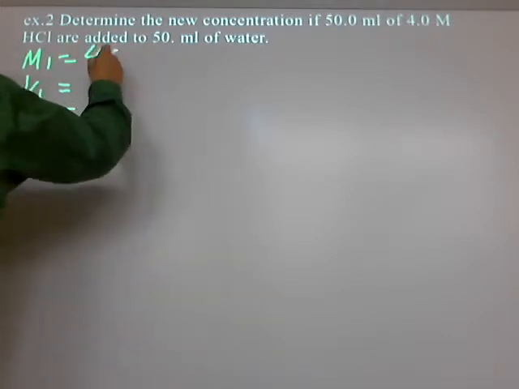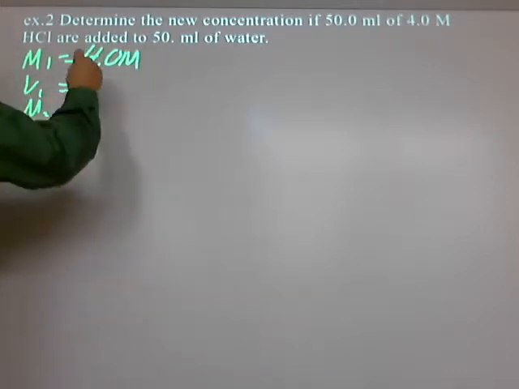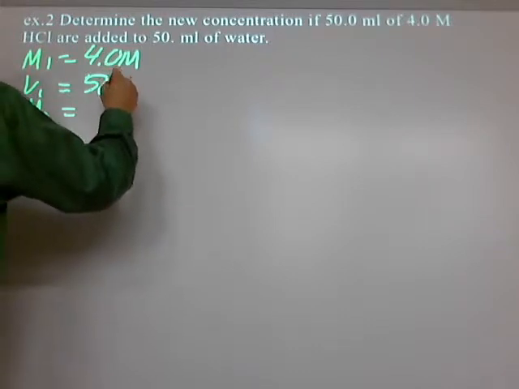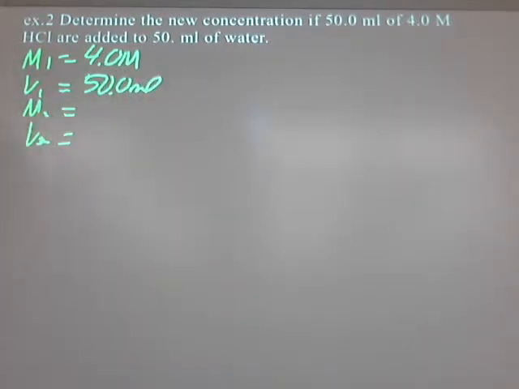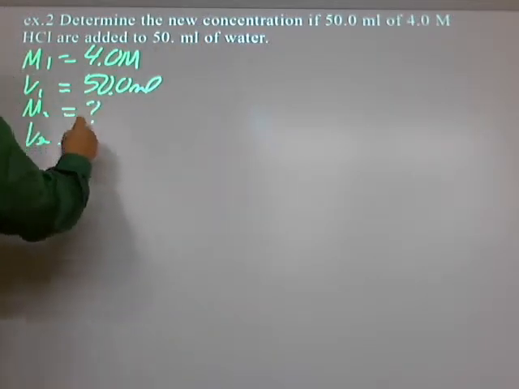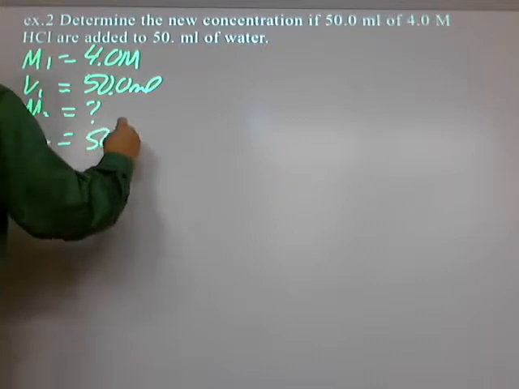Everybody agree that's 4.0 molar, right? And everybody agree the initial volume you have is 50 milliliters. My new molarity, well, that's easy enough too. What's that? Determine the new concentration. Okay, that's the unknown. And V2 is 50.0 milliliters, right?